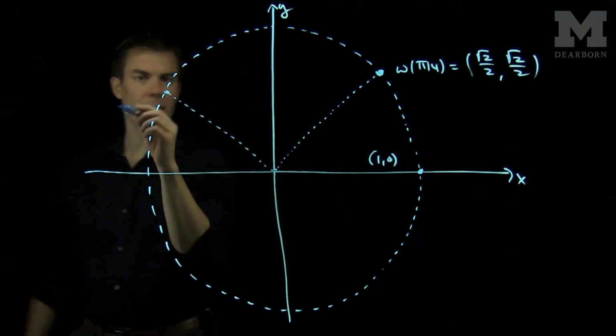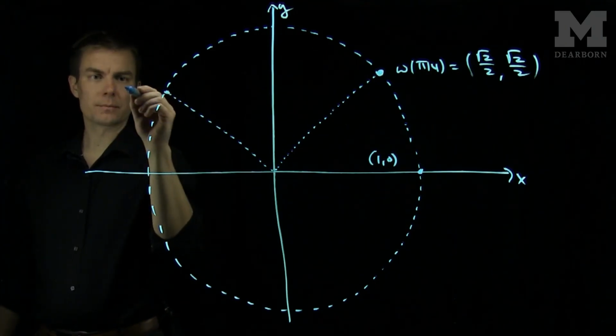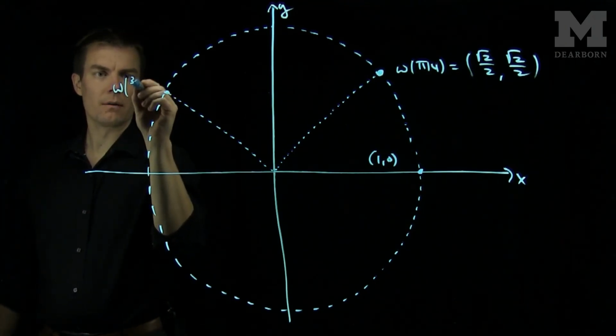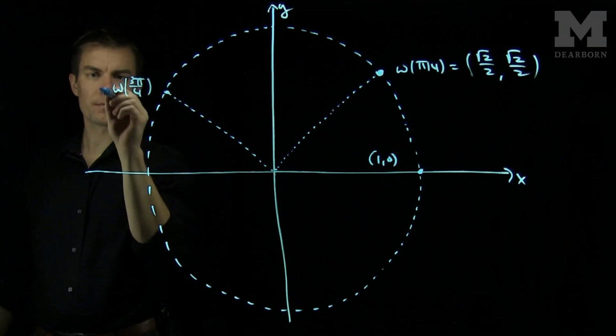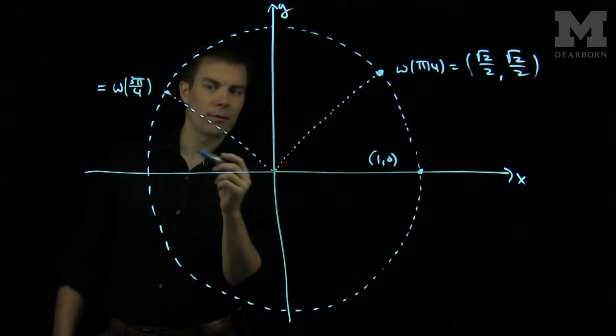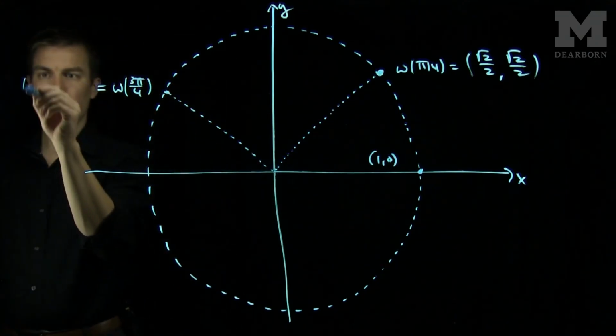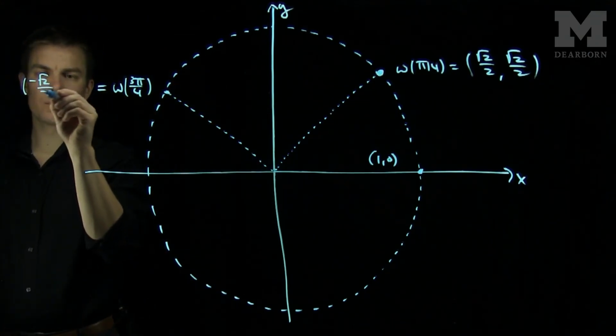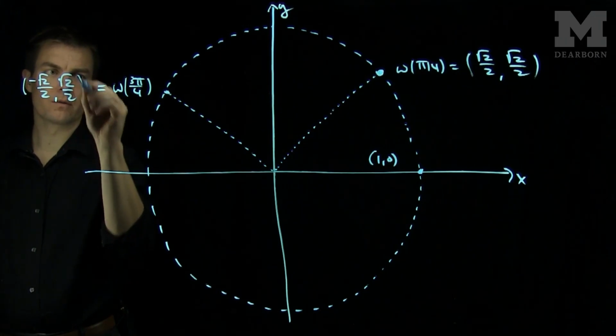This value over here will be the wrapping function of 3 pi over 4. And we see that it has exactly the same triangle configuration as with pi over 4, except now that the x is negative. So this will be (negative square root of 2 over 2, square root of 2 over 2).